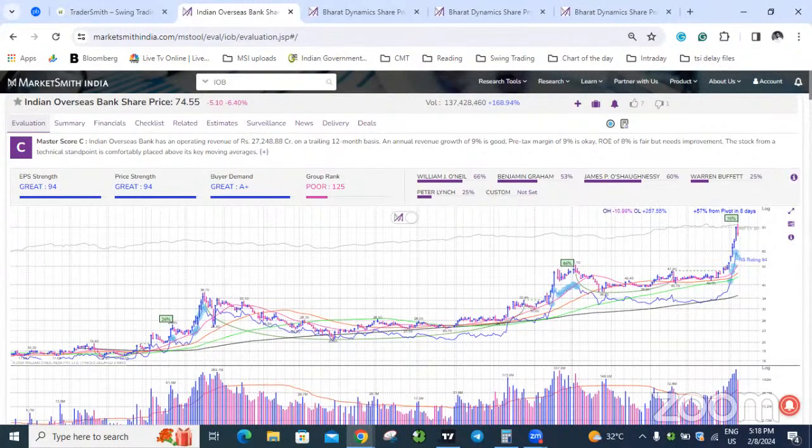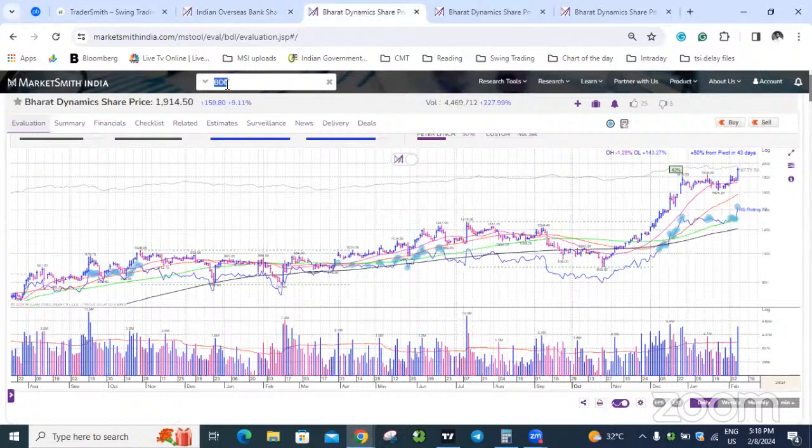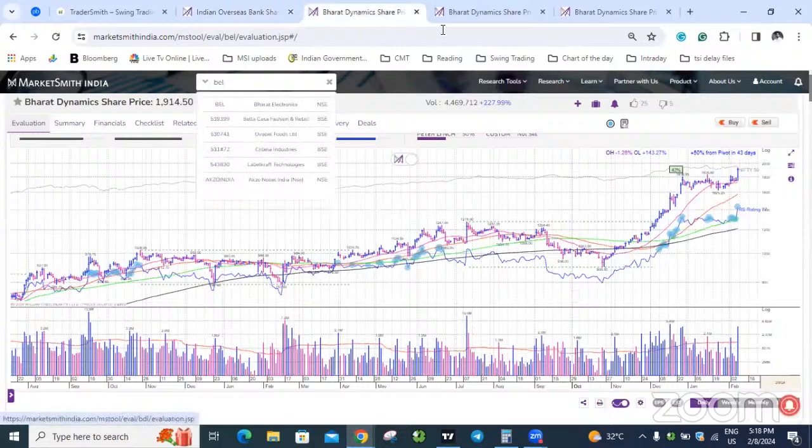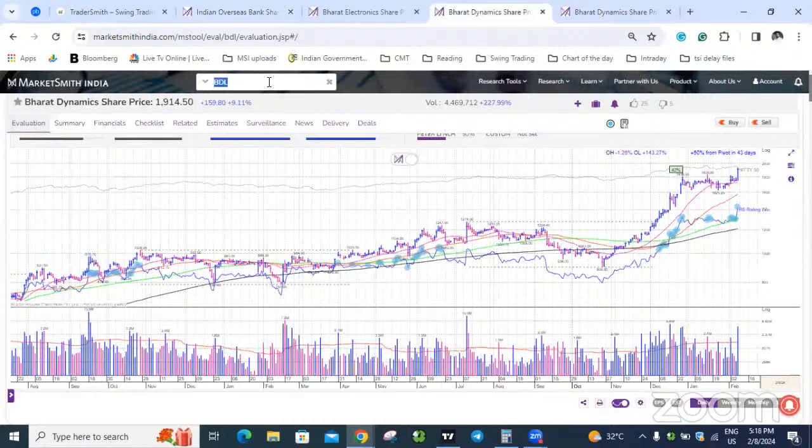Or if you are able to manage your risk, then you can also buy it. There is no doubt that this ongoing outperforming trend may continue in the coming days, weeks, or even the next few months. Maybe in this calendar year, or at least the next 3 to 4 months, I can say the entire PSU banking space looks quite positive.